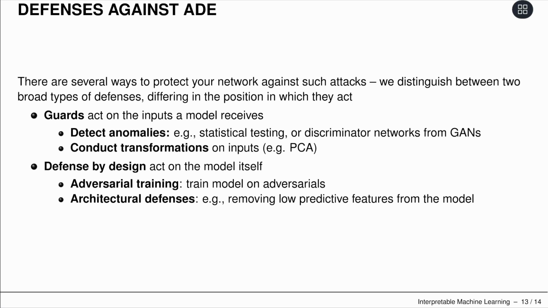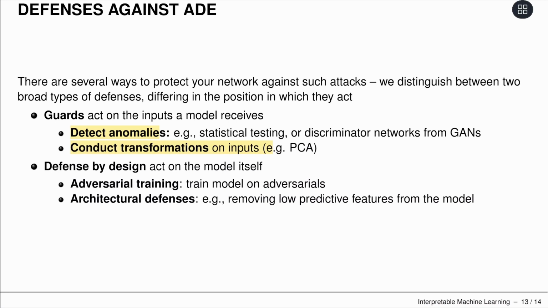We now categorize it into two different types of defenses. First of all, let's say we have a guard acting on the input a model receives. So let's say a customer can put in any kind of input, but you will start to analyze that first. For example, you first like to detect anomalies and say, okay, that's a complete outlier. We never expected these kinds of inputs. Maybe not go with that. Maybe you can then also conduct transformations on the inputs, for example, using some kind of PCA to get rid of the more unimportant features, which makes it less vulnerable against ADEs.